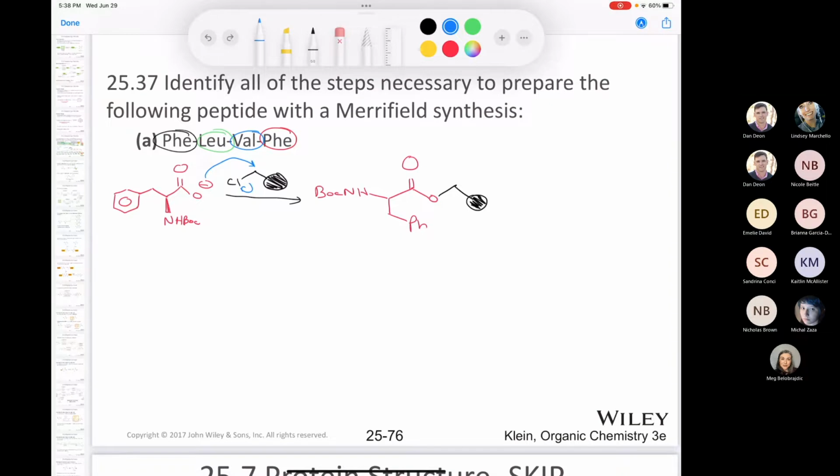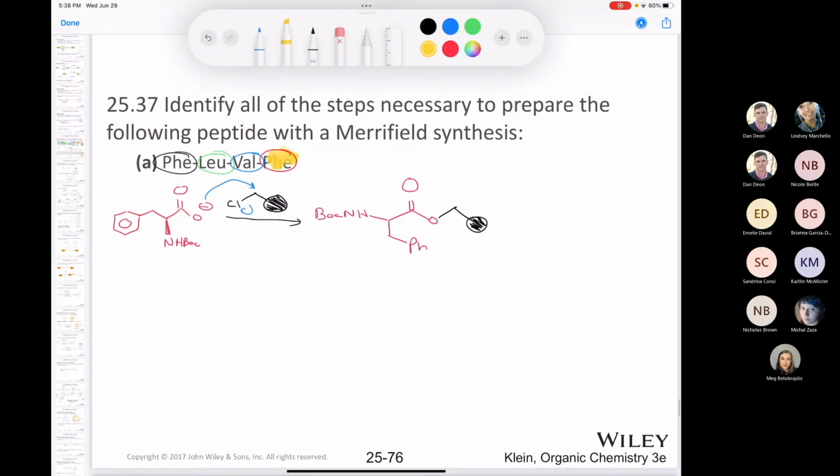Okay, so now I've added the first one. This one is done. It's stuck to the polymer. Now I'm going to add the valine. What do I have to do first? I have to remove the Boc. So to remove the Boc, I'm going to treat it with TFA, trifluoroacetic acid. That would give me the free amine. Then I'm going to react it with valine. So let's draw the structure of valine.